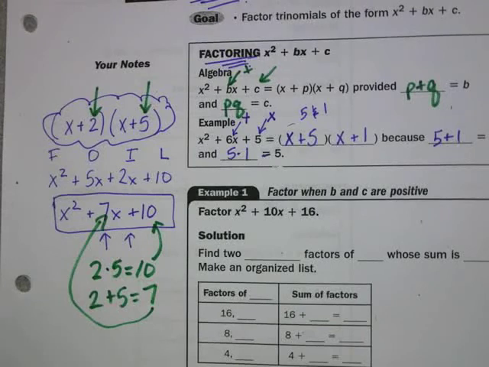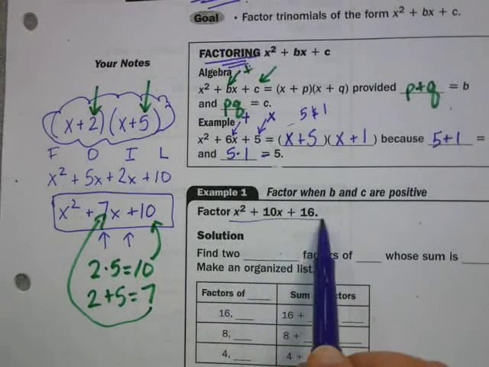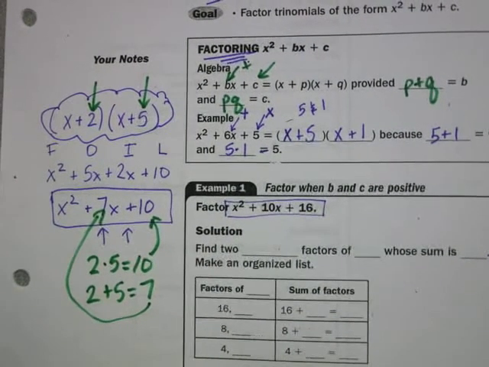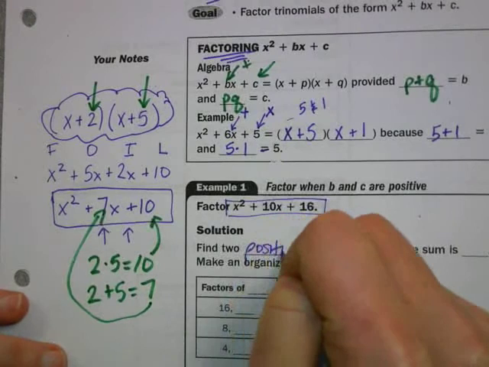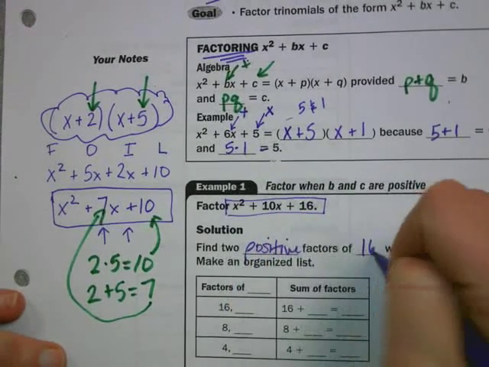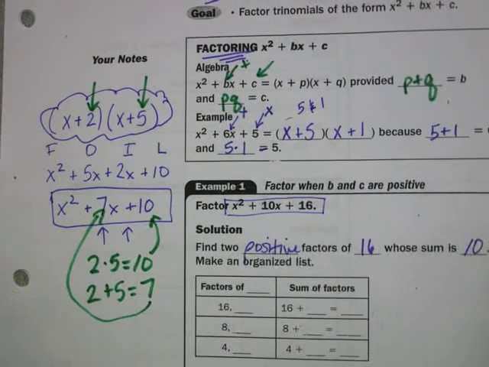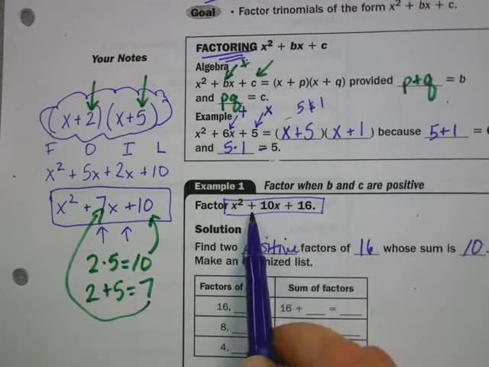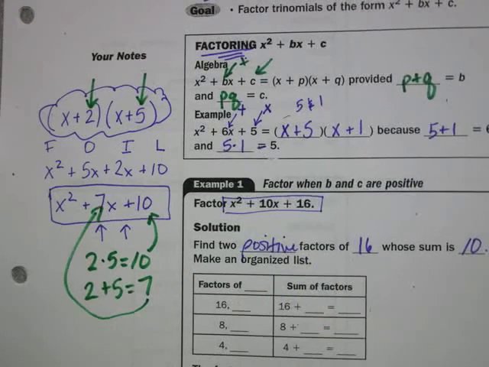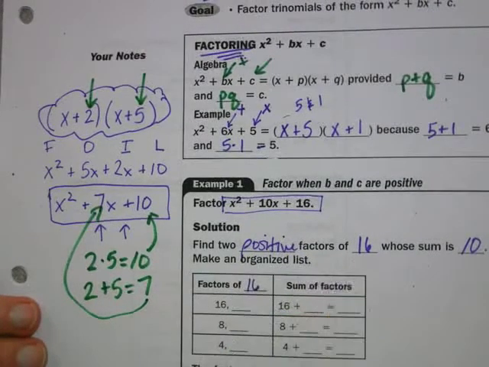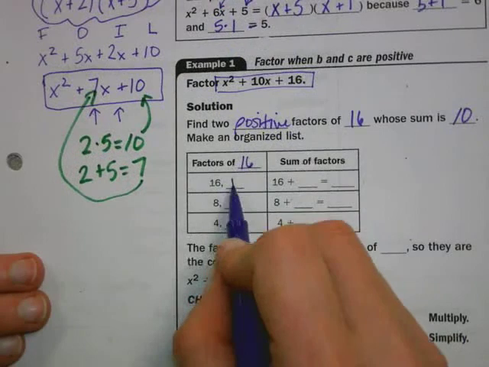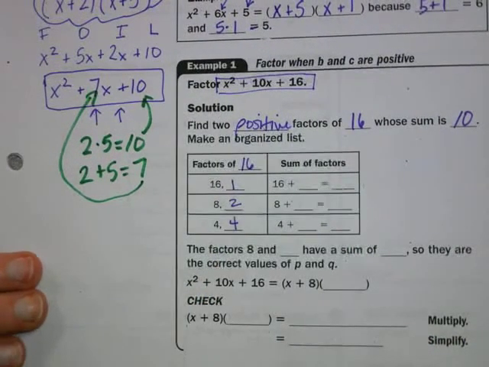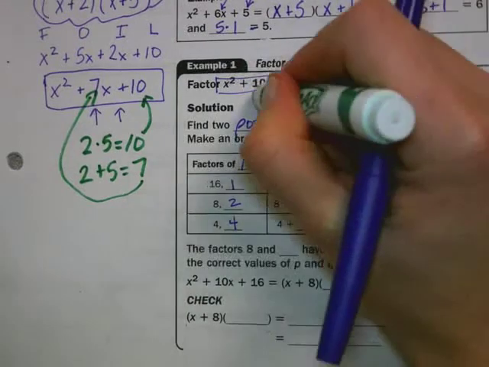Okay? All right, so we have x squared plus 10x plus 16. We need to find two positive factors of 16, whose sum is 10. Now, why did I say they have to be positive? Because that's a positive number right there, and they have to add to a positive number. So I know my factors have to be positive. So my factors of 16, I could have 16 times 1, 8 times 2, or 4 times 4. Now I'm going to add them together, and which one equals the magic number, which is 10.